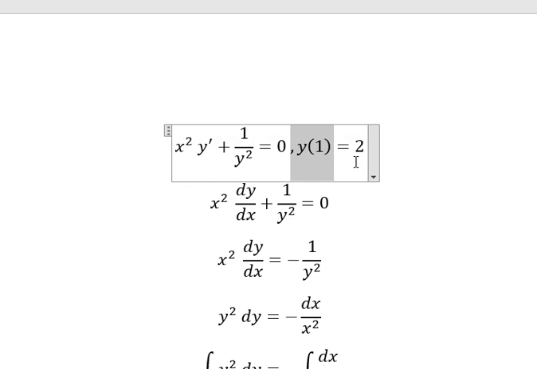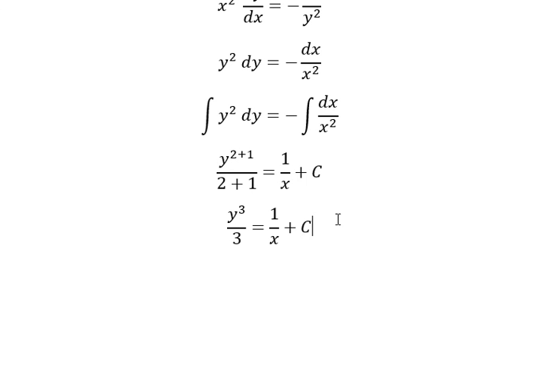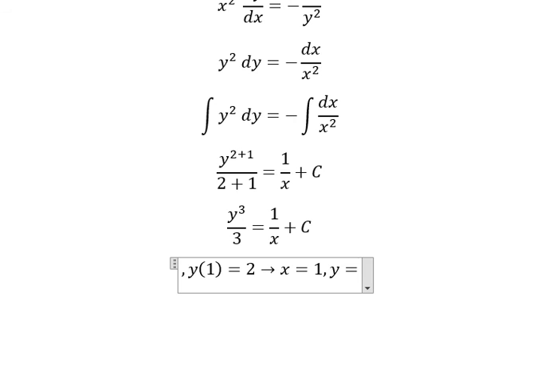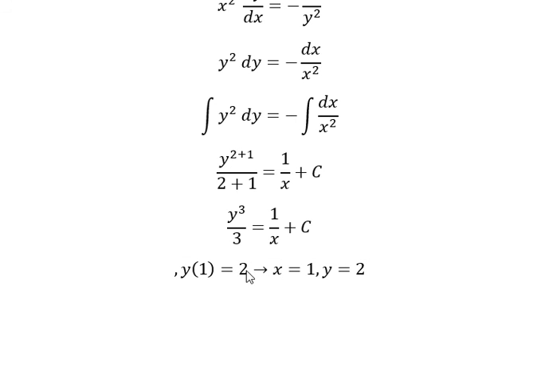We have the conditions. When s equals 1, y equals 2. So I need to put number 1 in here, number 2 in here, to find the value of c.